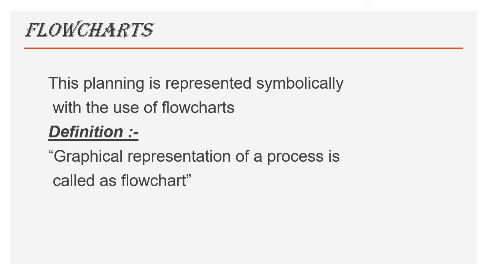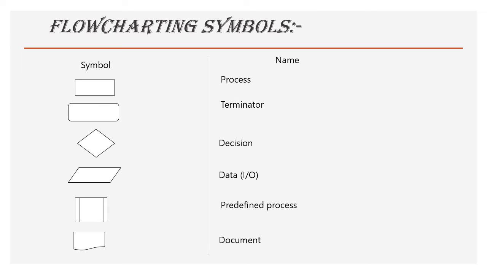Flowchart. This planning is represented symbolically with the use of a flowchart. A solution of every problem should be planned in an effective manner in step format. This planning can be symbolically represented with the use of a flowchart. A flowchart is a graphical representation of a program, flow, or an algorithm of a problem to be solved. Definition: a graphical representation of a process is called a flowchart.